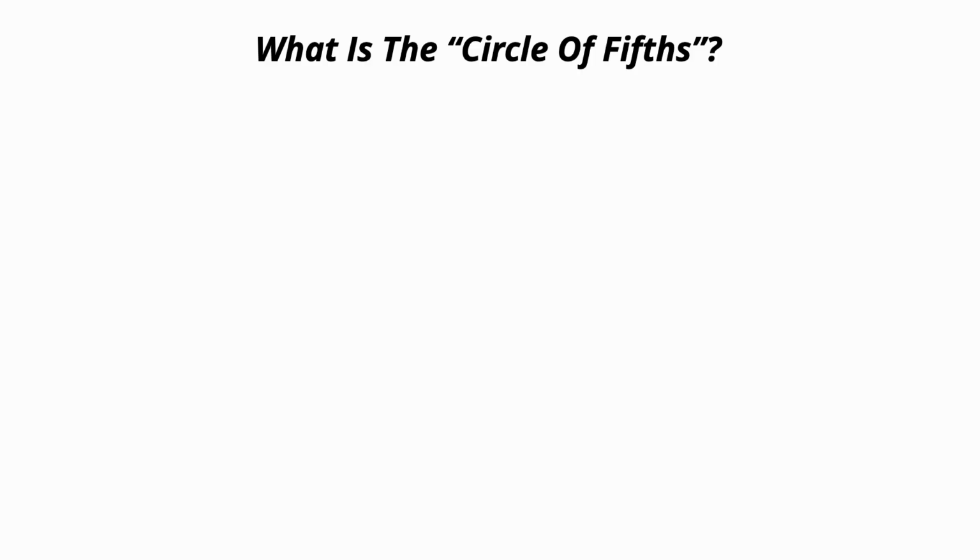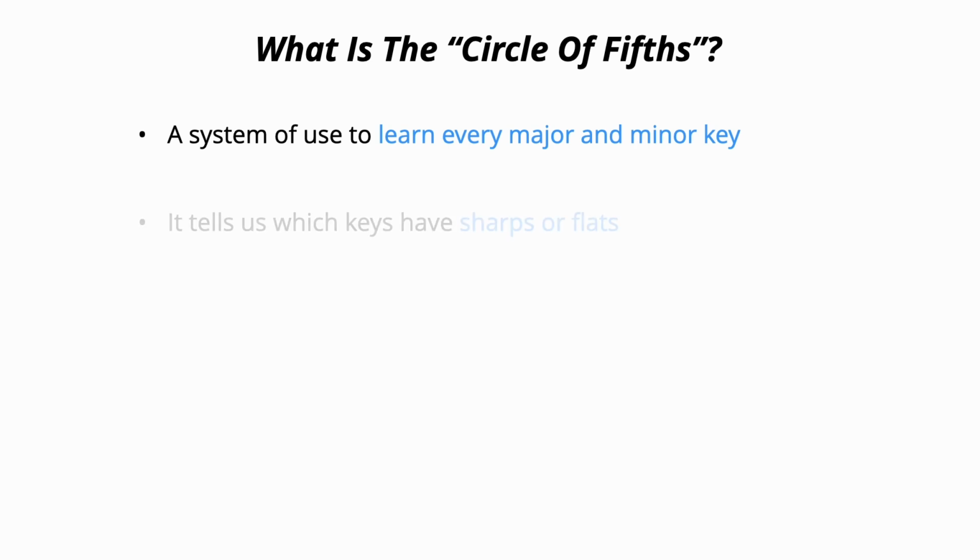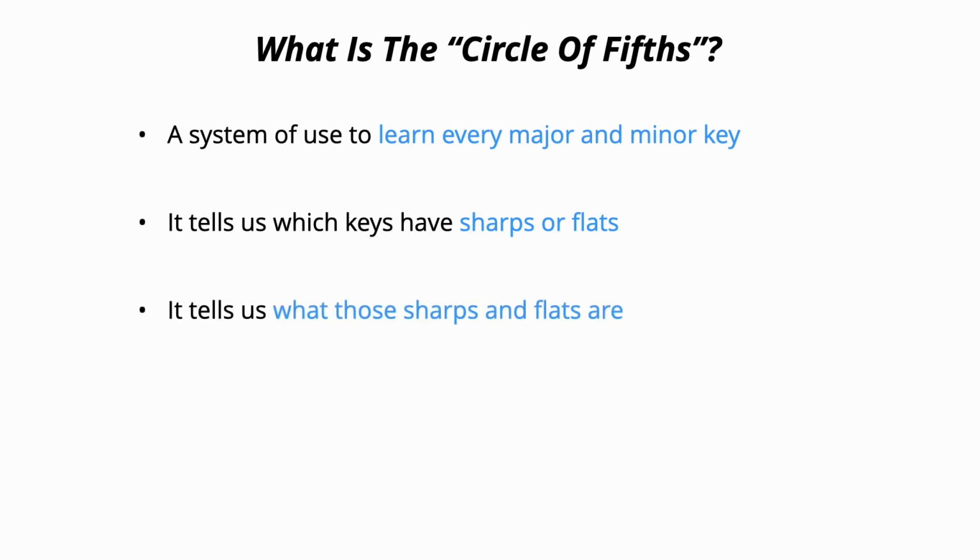So what is the circle of fifths? Well, it's simply just a system that we can use to figure out every major and minor key. It tells us which keys have sharps or flats, and it also tells us what those sharps and flats are.